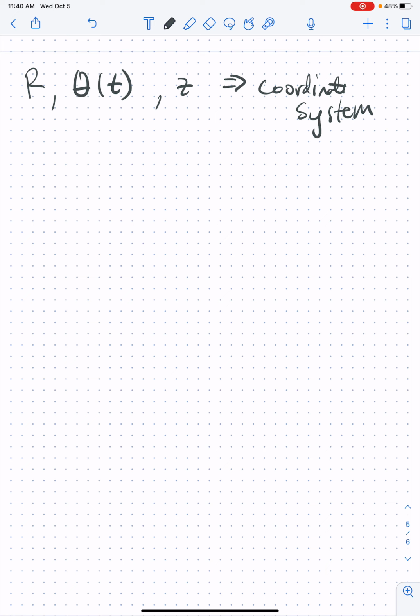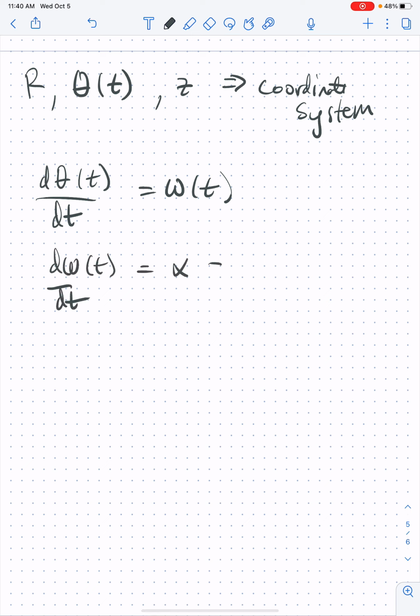Okay, and if we have kinematics, what that means is that d theta of t dt is omega, which is also a function of time, and then d omega dt is alpha. This is constant. Okay, that's what we mean by kinematics. And so let's take this and see what other results we can get out of it.